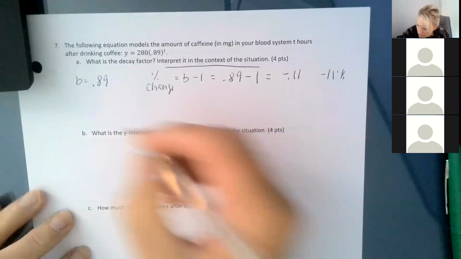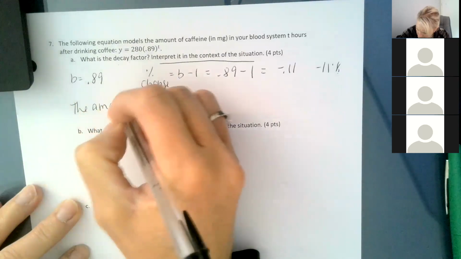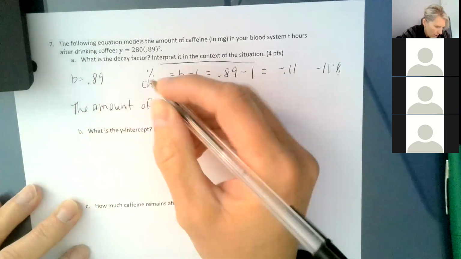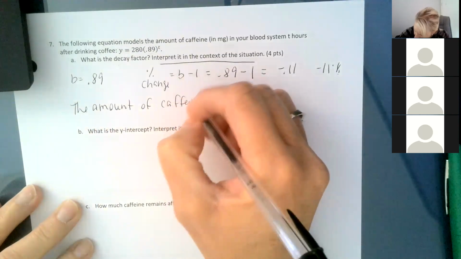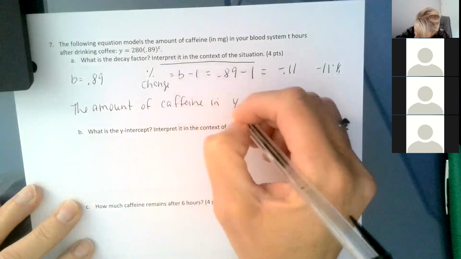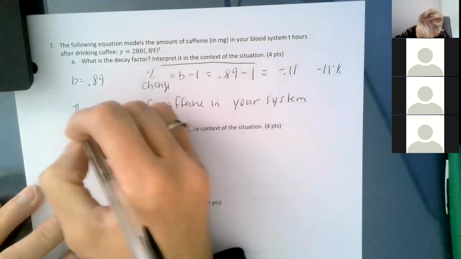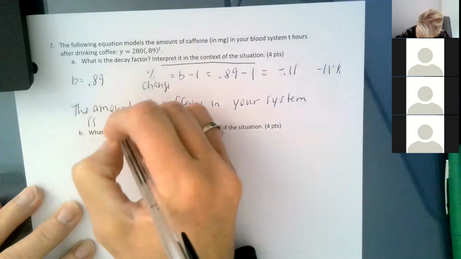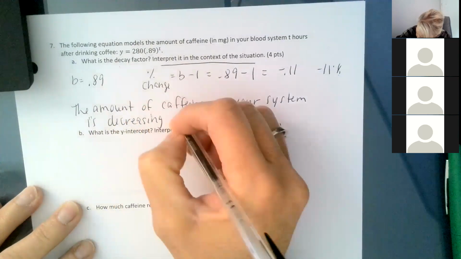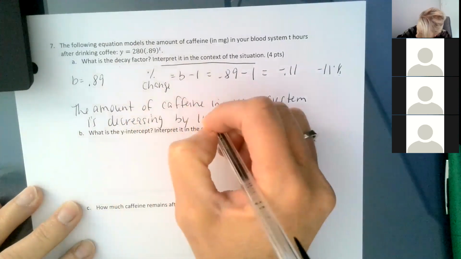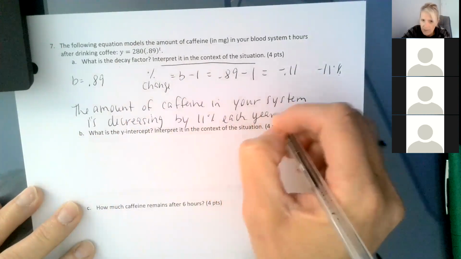So I'm saying the amount of caffeine in your system is, I'm using the word decreasing because it's negative, decreasing by 11% each year.